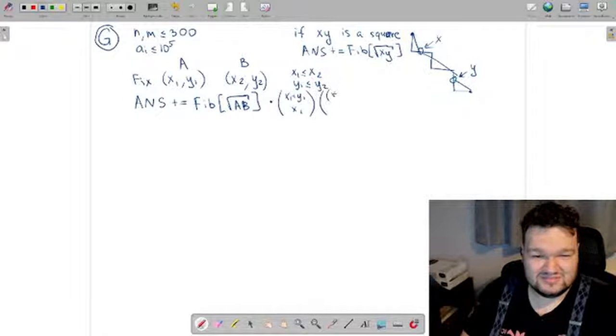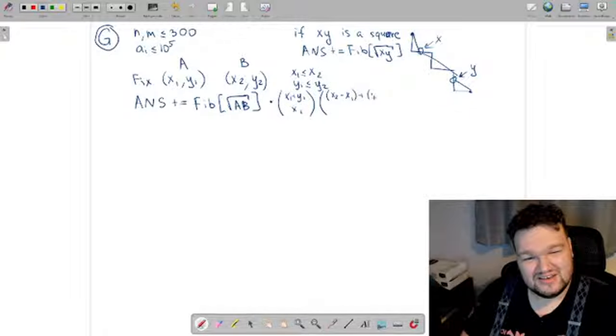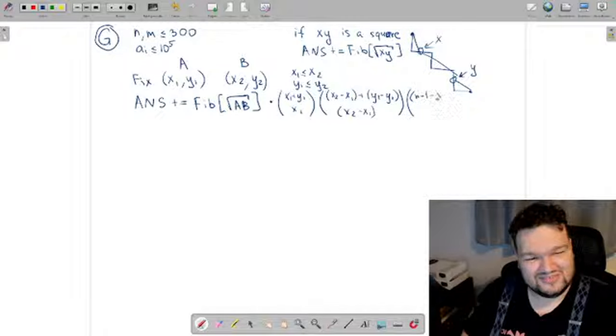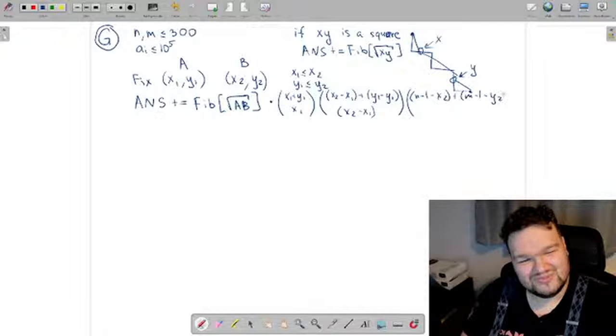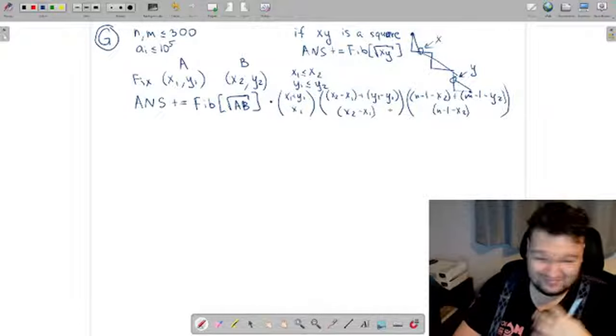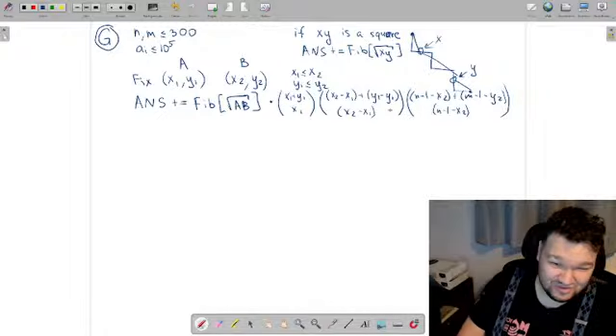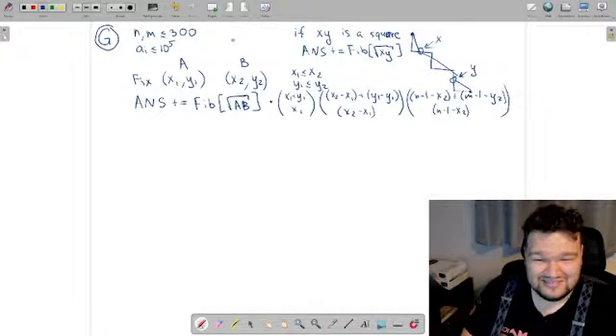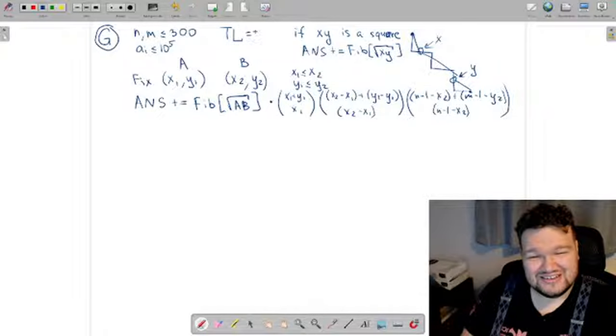This times x2 minus x1 plus y2 minus y1 choose x2 minus x1, and another n minus 1 minus x2 plus m minus 1 minus y2 choose n minus 1 minus x2. Okay, so that's the number of paths, so that's what we want to calculate. Okay, great. This is n to the fourth, and the limitations are not that big, right? I think the time limit was like 5 seconds.